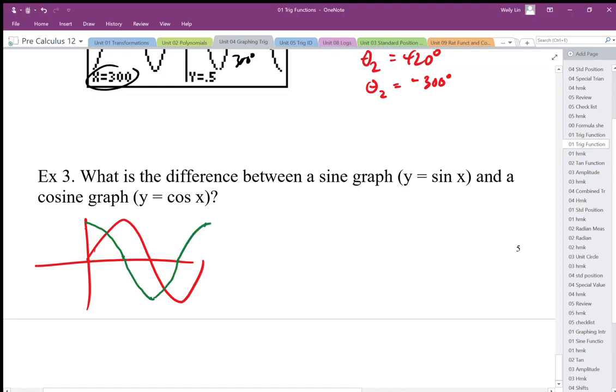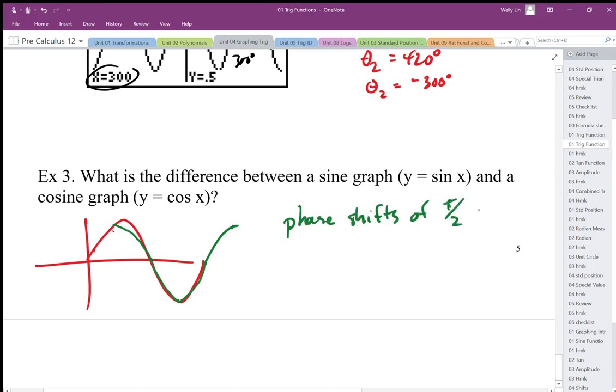Really the difference between these two graphs, there's not a big difference. The shapes are essentially the same. The difference is that one graph is just a horizontal shift of the other graph. If you take a look, I can just shift it over and it matches the other graph. And I can shift it back. There's my original cosine graph, and I can just shift it 90 degrees to get my sine graph. So really they are just phase shifts of pi over 2 or 90 degrees.